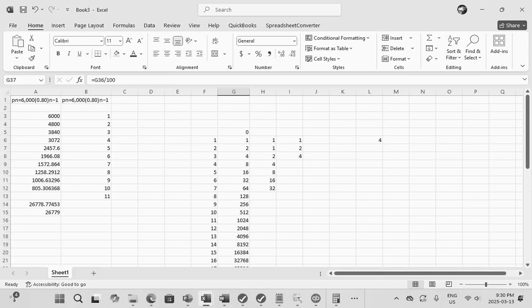This is basically how you work out geometric series. This is basically how you work out geometric sequence, and this is how you use formulas for geometric sequences.